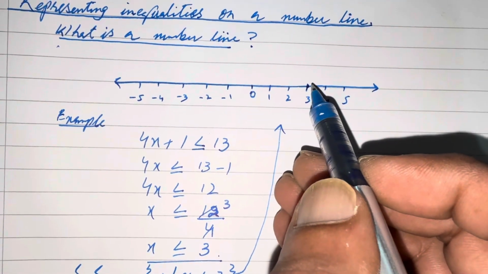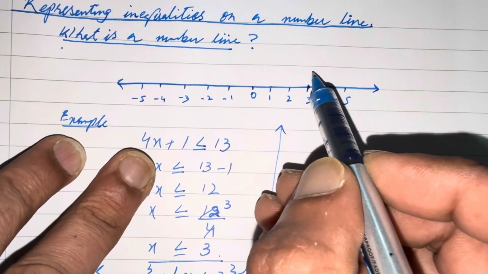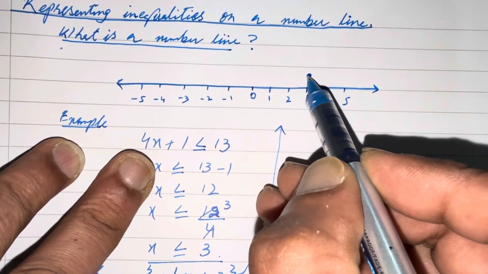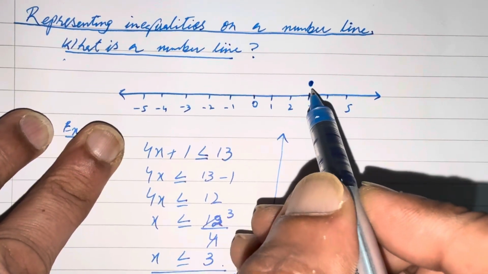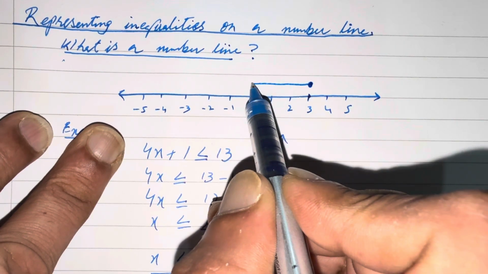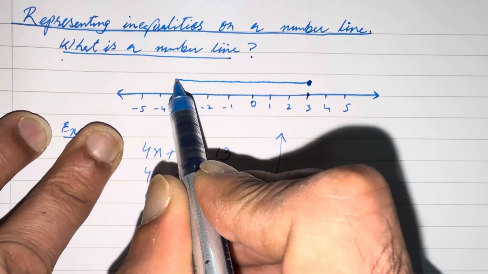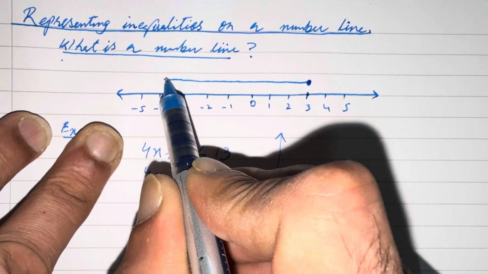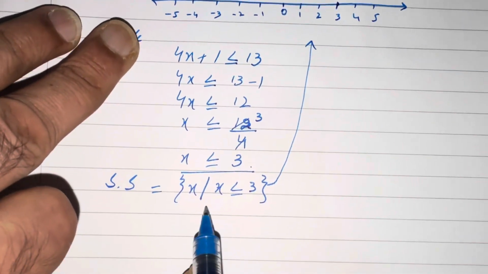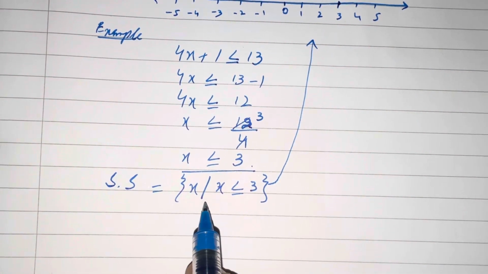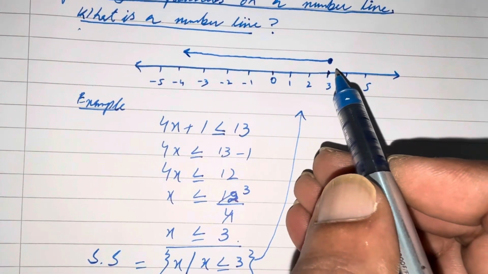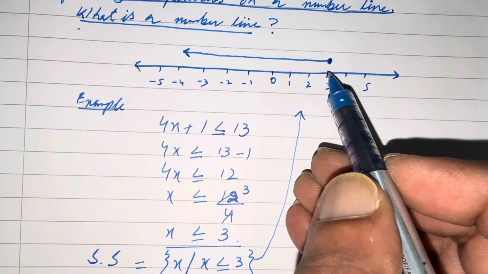So we can represent the solution set from the point 3. All the values of x less than equal to 3 means that all the values on the left hand side will be the solution set of the linear inequality. That line is showing the solution set of this linear inequality, x less than equal to 3, so all the values start from 3.